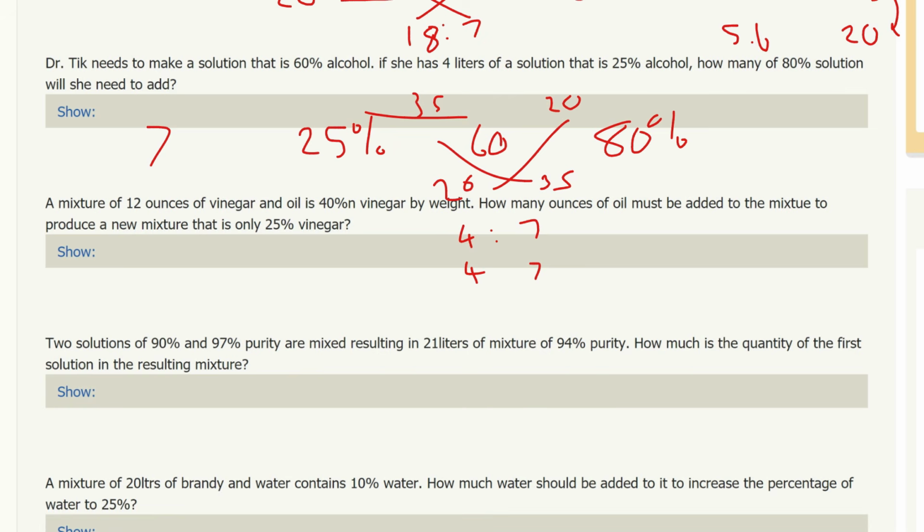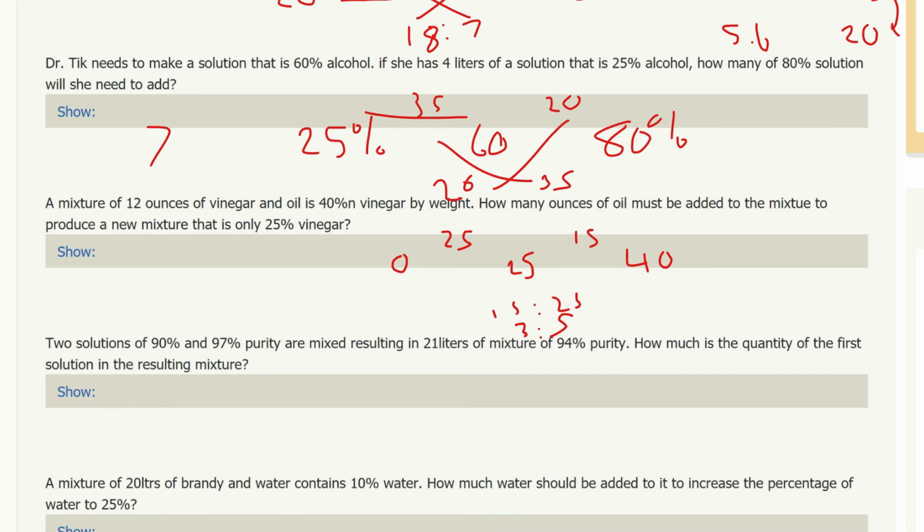How many ounces of pure oil? Well, oil is 0% vinegar. So we have, let me give myself some space here. I'll erase this. Oil is 0% vinegar, so there's like a hidden number there. We've got oil being the 0%. We've got the original mixture, which was 40% vinegar. And we want a new mixture that is 25% vinegar. Okay, so we have a gap on the left of 25, a gap on the right of 15. Mixing these across, we have 15 to 25, which simplifies down to, if we divide by 5, to 3 to 5.